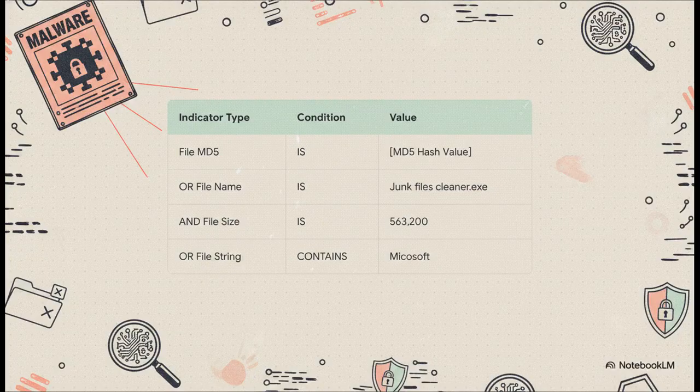So how does this all come together? Let's look at our final rule. Our detector is going to flag a file if its MD5 hash is an exact match, or its file name is junkfilescleaner.exe, and its file size is exactly 563,200 bytes, or if the file contains the string "Microsoft". See how that works? We've just created a very specific and very effective digital wanted poster.